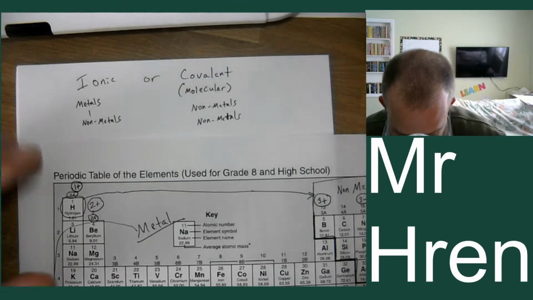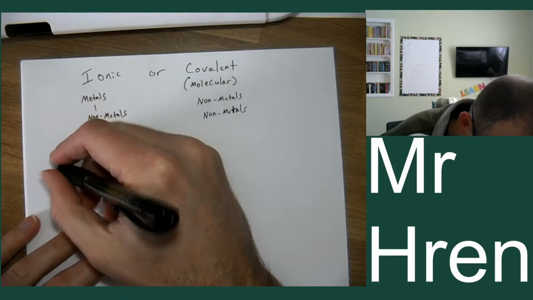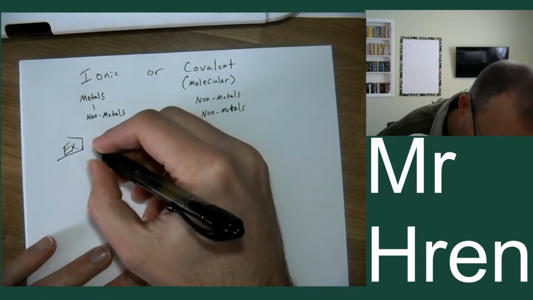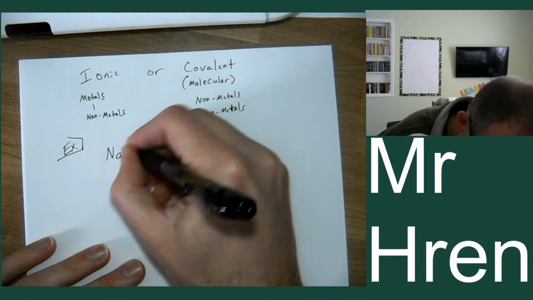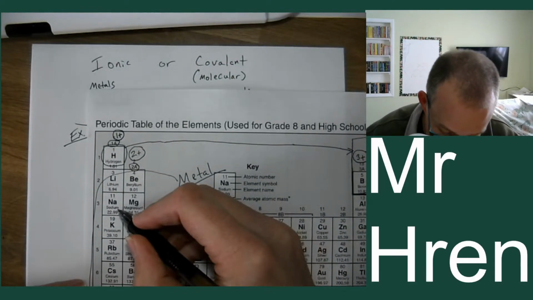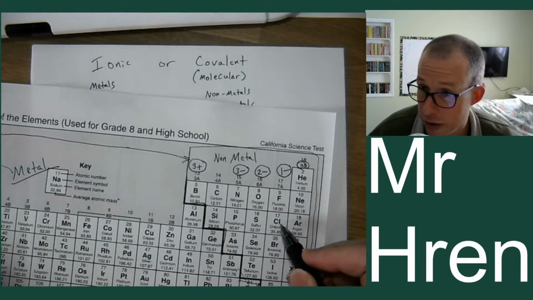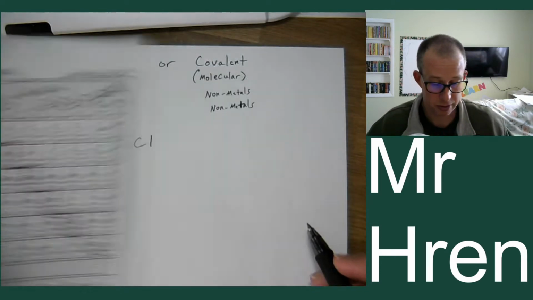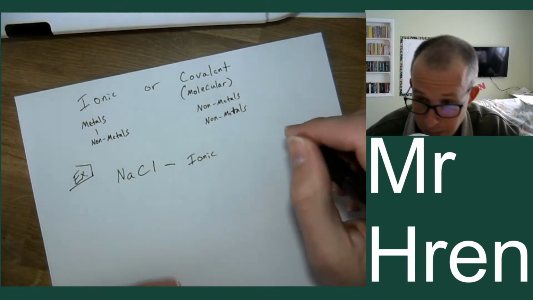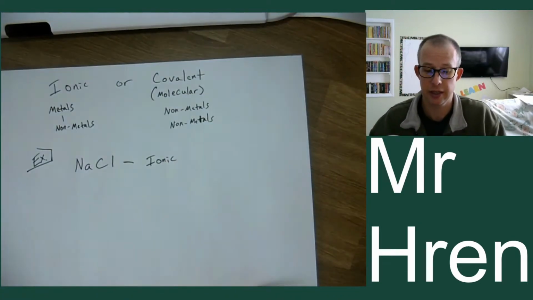So I'm going to show some example compounds, and we're just going to identify whether they're ionic or covalent. Let's look at something really simple: NaCl, sodium chloride. Sodium is over here. It's a metal. Chlorine is over here. It's a non-metal. When you see that, that makes this an ionic compound, so you can just write ionic there.